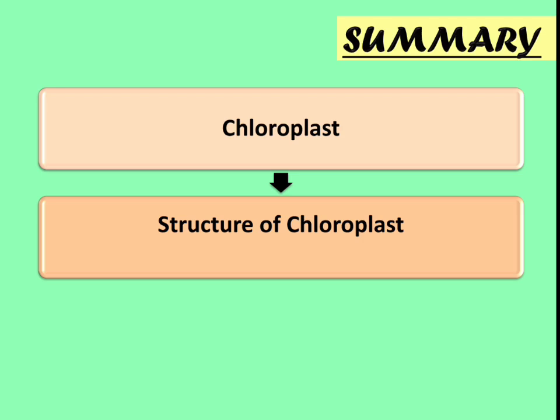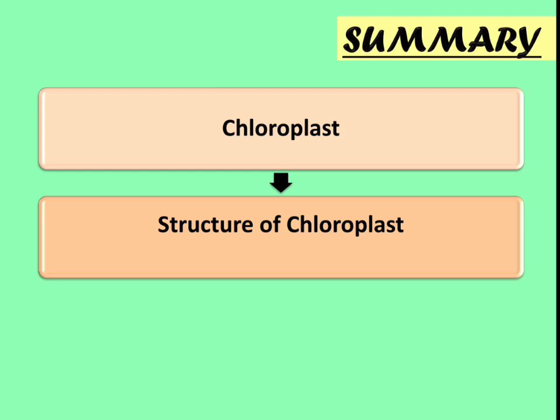Agranal chloroplasts: these chloroplasts lack grana and are found in bundle sheath cells of vascular bundle in monocots. The thylakoid membrane contains small rounded photosynthetic units called quantosomes. They are made up of lipids, proteins, photosynthetic pigments, and redox carriers.